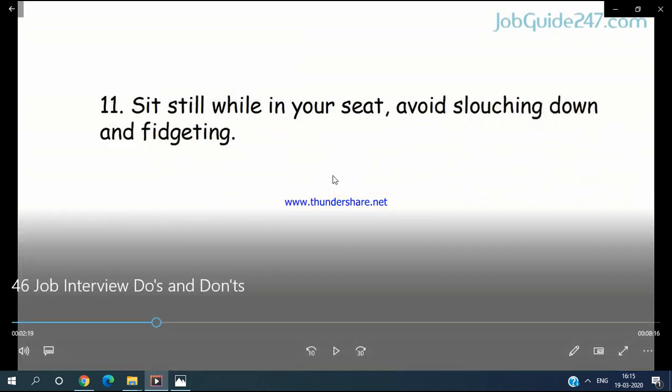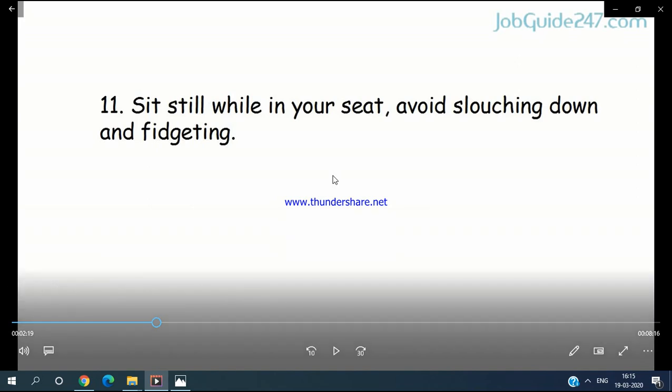Very good. Sit still while in your seat. Avoid slouching down and fidgeting. Okay. So what you have to do whenever you are going to sit on the seat? Try to sit. Don't play with the chair.